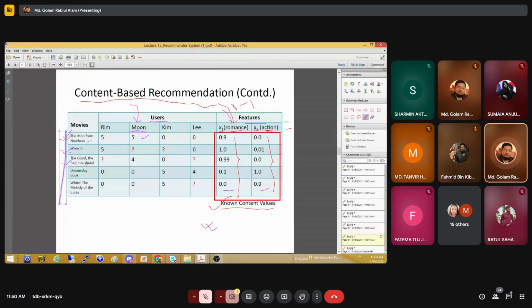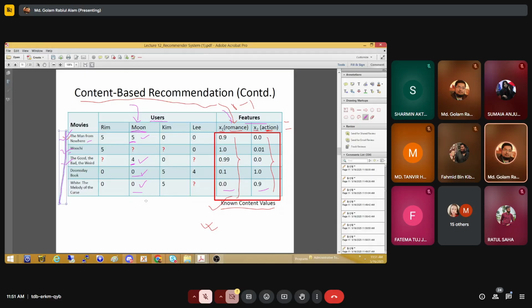Okay, and Moon has also watched The Good, the Bad, and the Weird, and the rating for that is 4. Moon also has ratings for Doomsday Book and The Melody of the Cars, so those are maybe the 0 ratings. That means Moon liked the movie The Man from Nowhere and also The Good, the Bad, and the Weird, which is a 4, and didn't like these two movies.